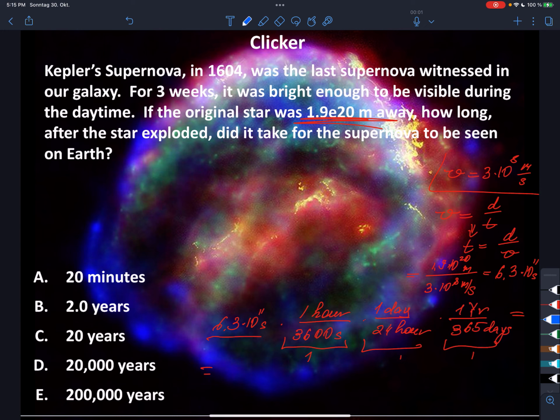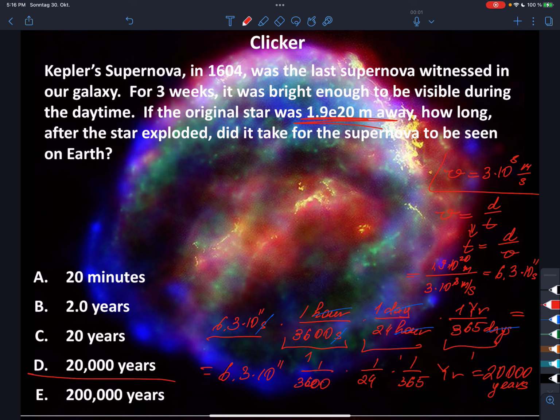But at the same time, if I multiply these things together, you can see that hours completely cancel. So hour cancels, day cancels, and second cancels. So I will end up with 6.3 times 10 to the positive 11, times 1 divided by 3600, times 1 divided by 24, times 1 divided by 365 years. Now we can use our calculators. So approximately I got 20,000 years. So this is answer D. Since the light was propagating, we also call this 20,000 light years.